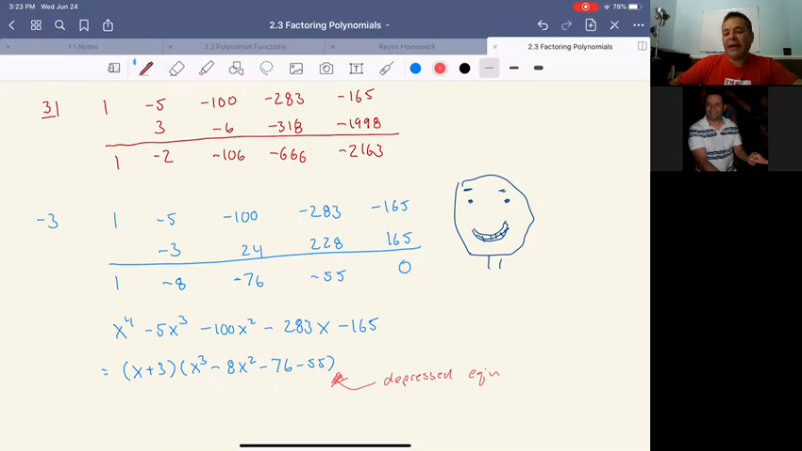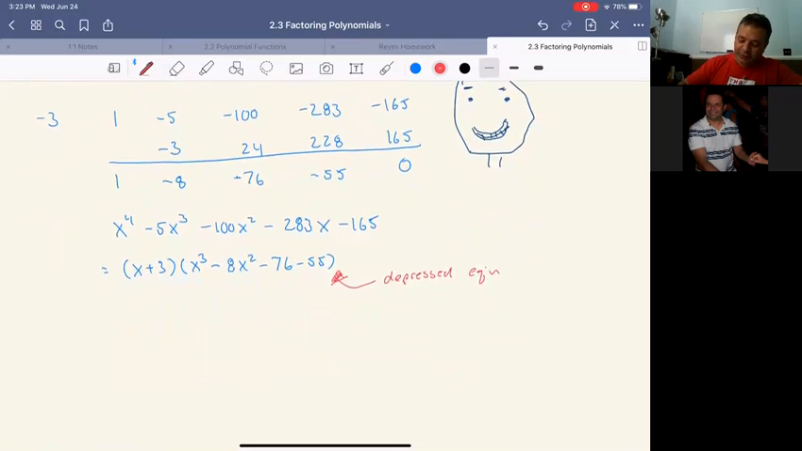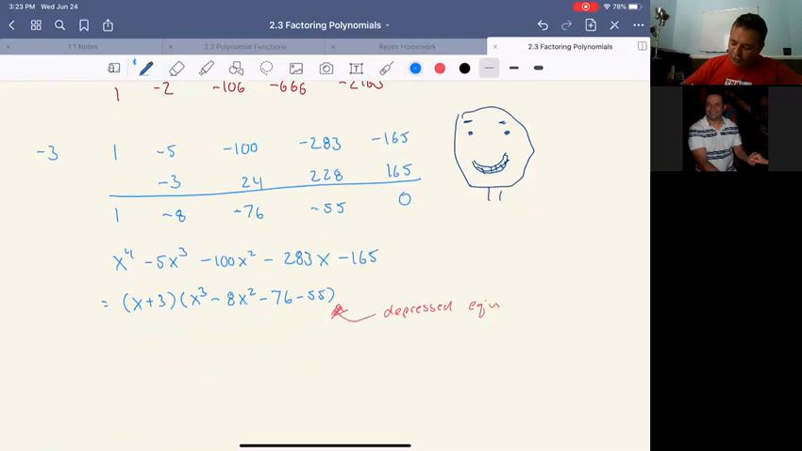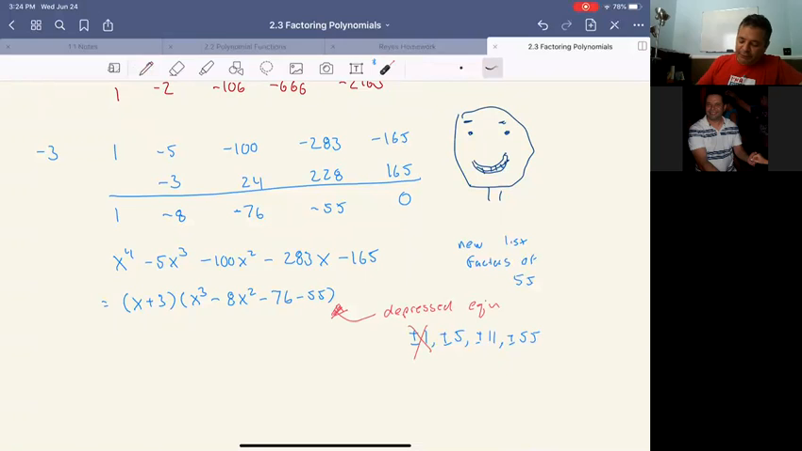Okay, and what we're going to do is factor that one. Now I already know 3 is not a factor and neither is 1 or negative 1. So I can do my same list. My new list is the factors of 55: plus or minus 1, plus or minus 5, plus or minus 11, plus or minus 55. However, plus or minus 1 have already been taken off because if 1 was a factor of this, then it would have been a factor of the full thing, right?